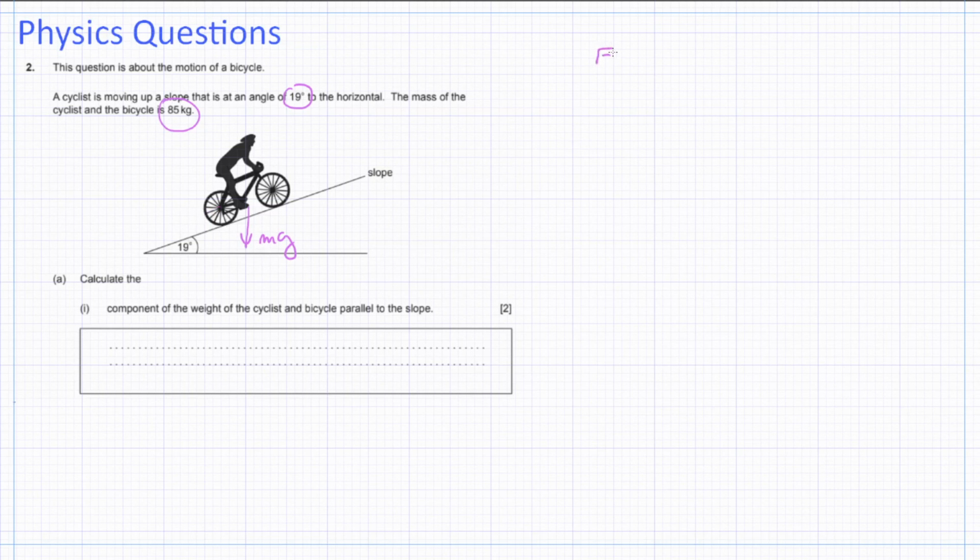So if we draw, for example, a free body diagram of that cyclist, there would be this weight, and we would have to split that into a component which is along the slope and another component which is perpendicular to the slope. Now, since our angle here is 19, this angle here is 19. So if this angle is 19, this would be mg cosine of 19, and the force down the slope would be mg sine of 19.